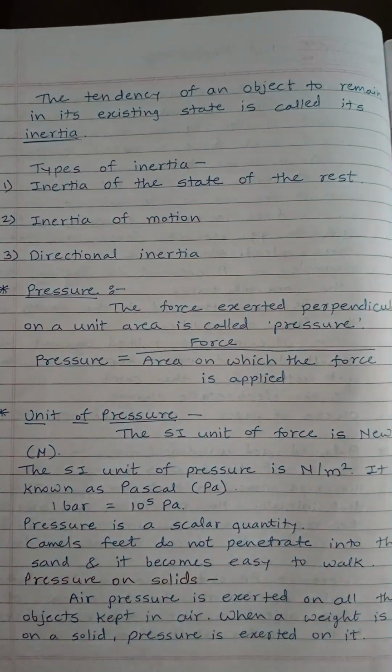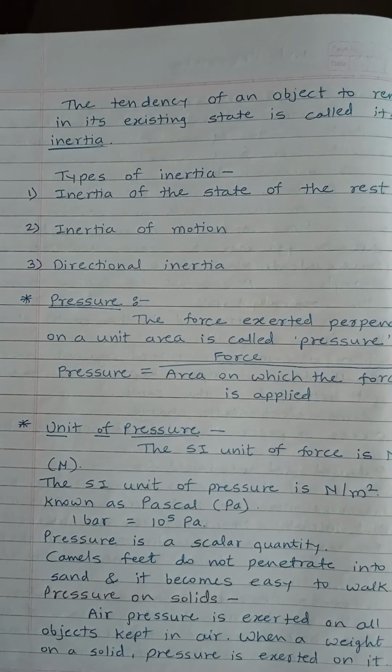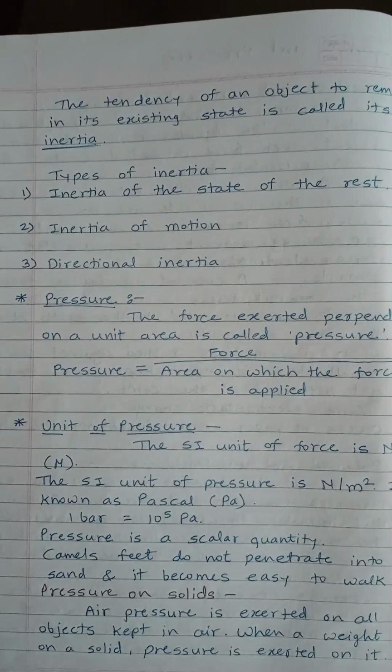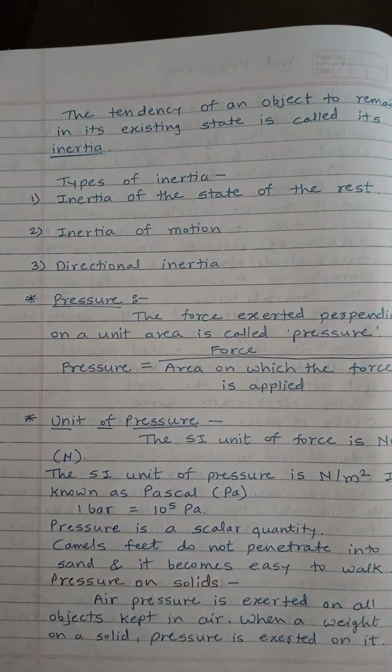Types of inertia. First, inertia of rest. Second, inertia of motion. And third, directional inertia. There are three types of inertia.